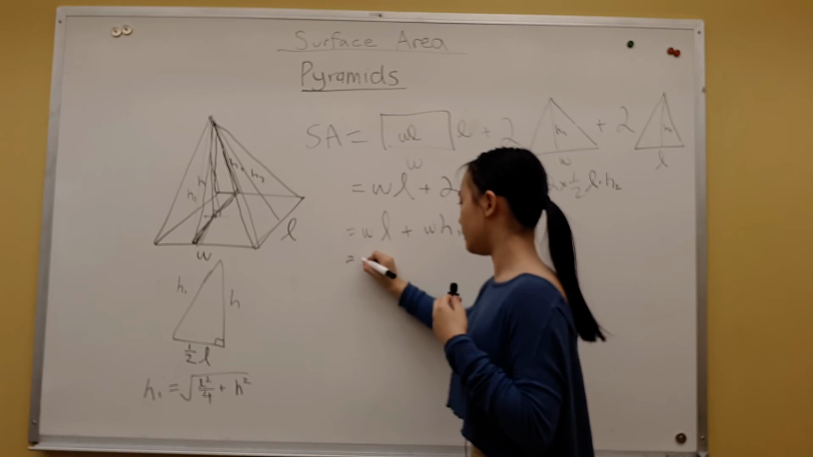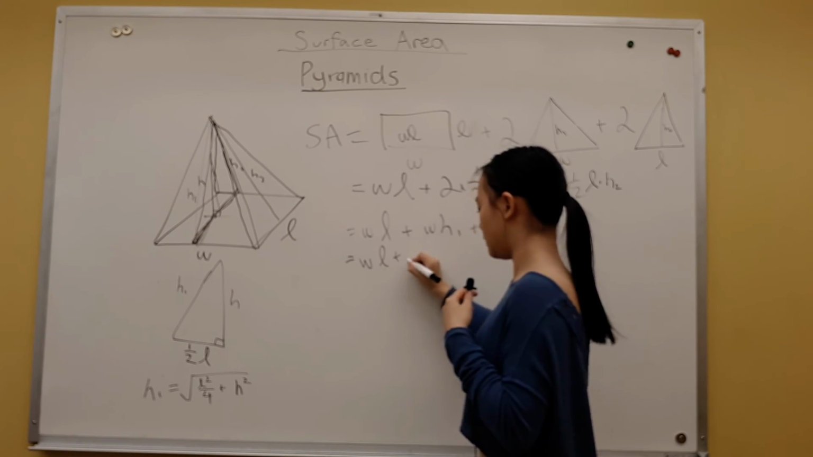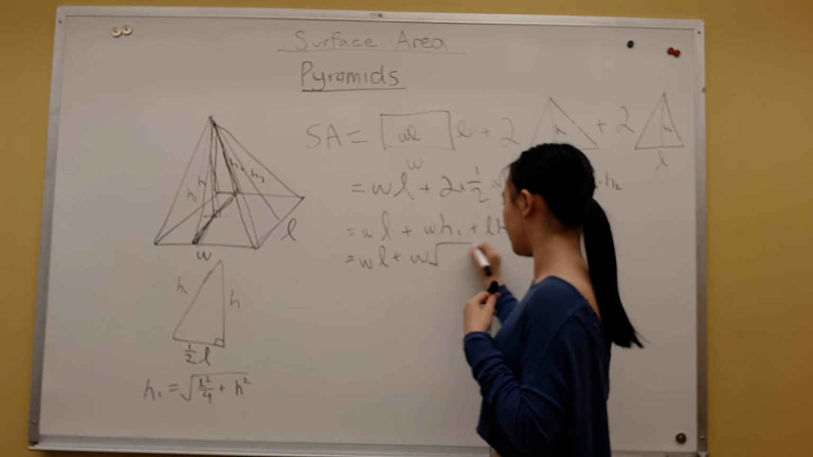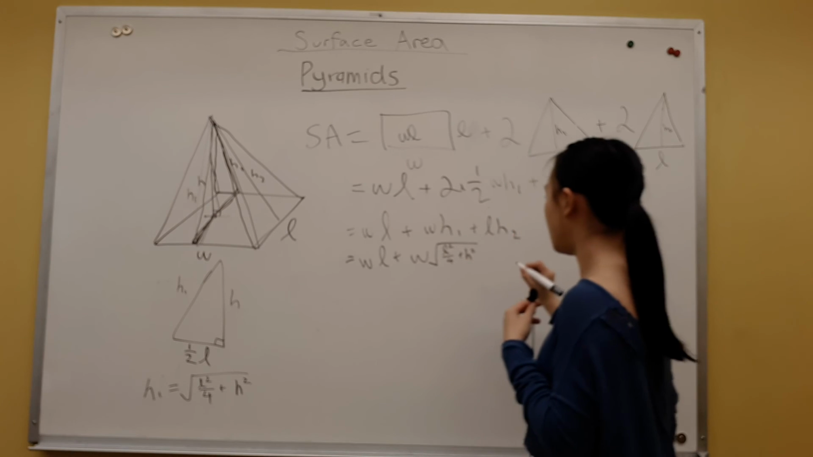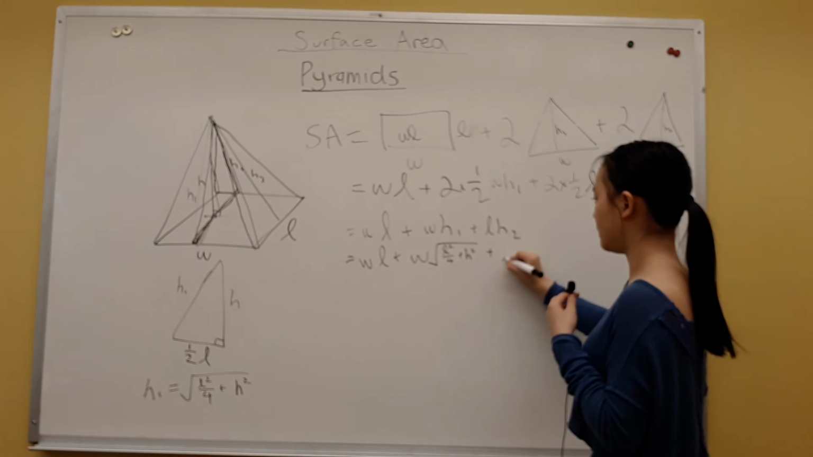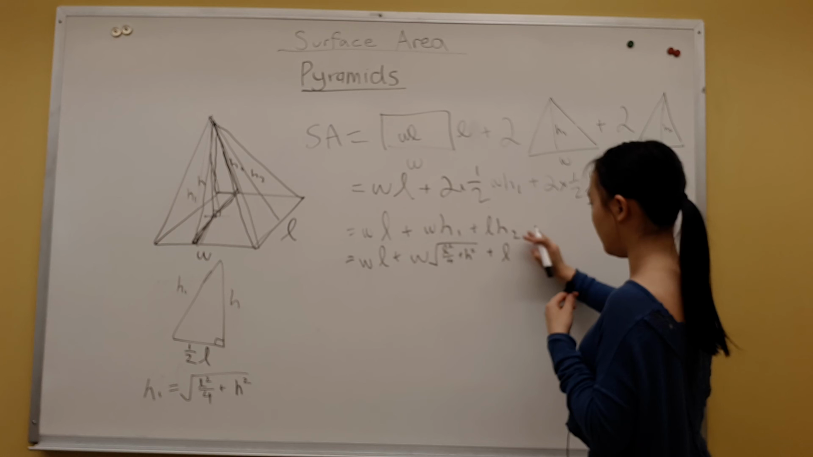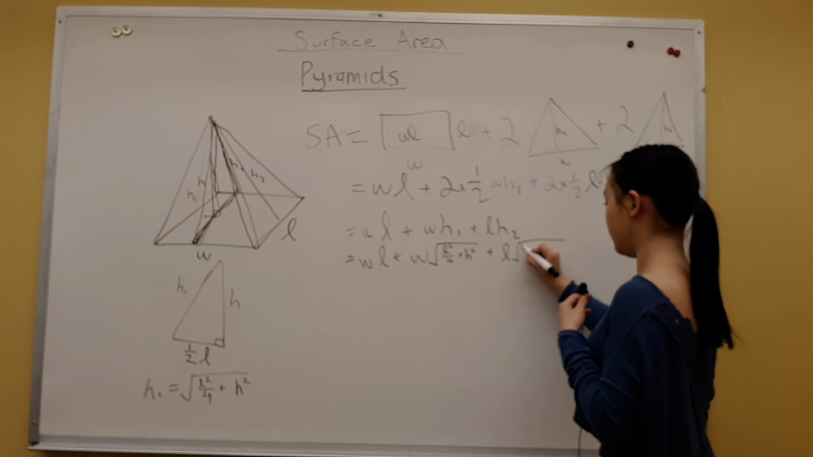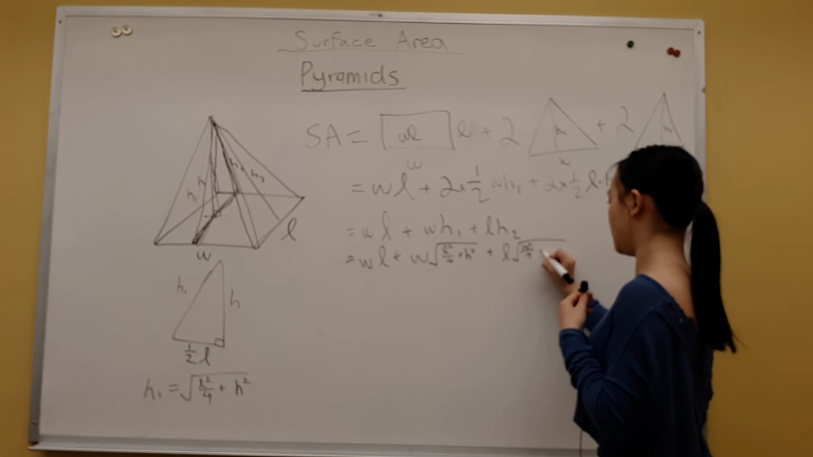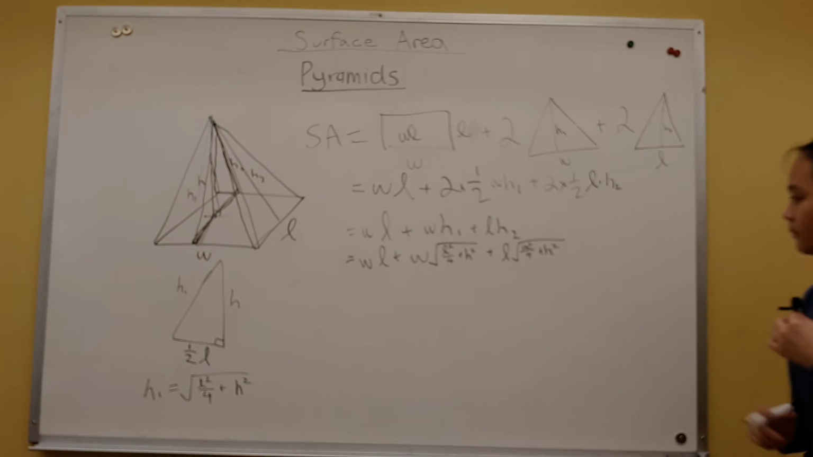deduced even further, it is equal to WL plus W times h1, which we said was the square root of L squared over 4 plus h squared, plus L times h2. And by the same logic as before, h2 is equal to the square root of W squared over 4 plus h squared. And with that, we have the surface area of our pyramid.